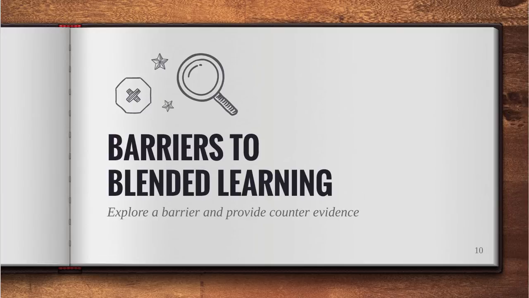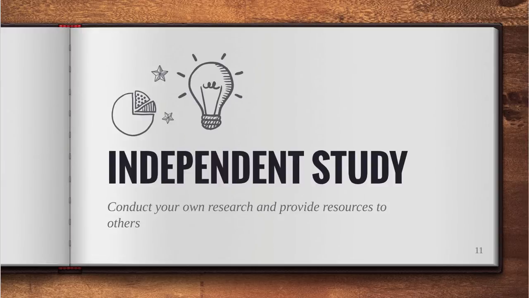Barriers to blended learning. This module will explore 7 identified barriers to blended learning and prompt you to rebuttal a barrier. If you choose this topic, you will likely implement a strategy to rebuttal one of the barriers to blended learning. Independent study. This module will prompt you to conduct your own research on a topic and report your findings. If you choose this topic, you will have the freedom to design your own action research and implement a strategy of your choice in your classroom.